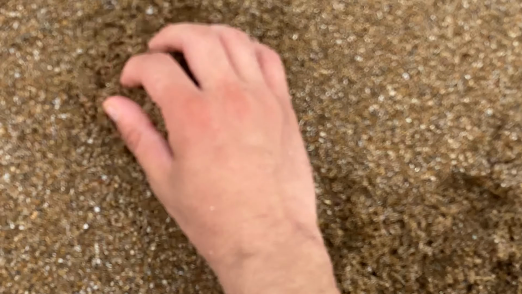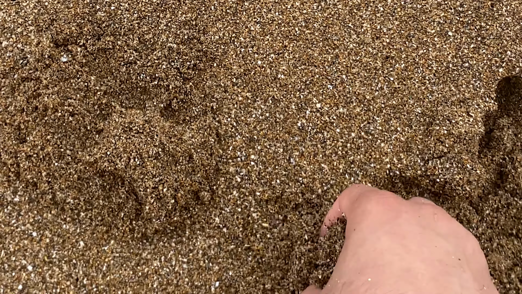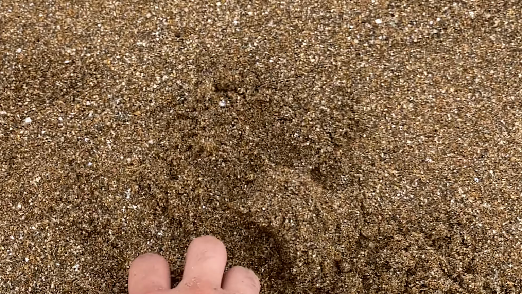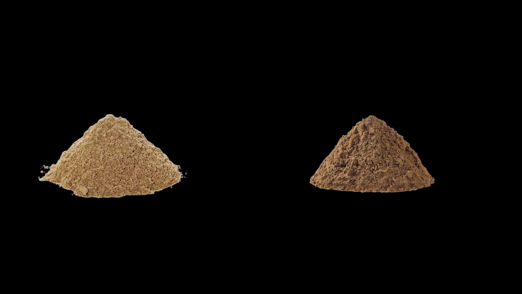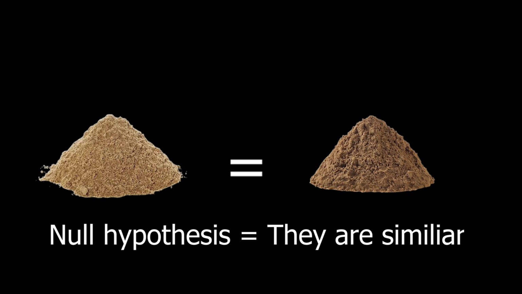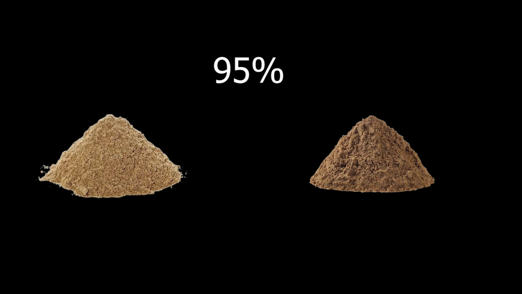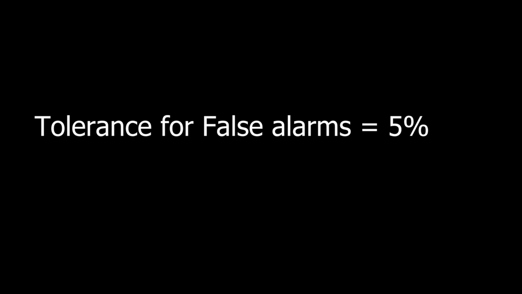Suppose we have two scoops of sand, A and B. We want to see if they are different from each other. In statistics, we have to be skeptical, so we assume that they are not different, but actually the same. We call this our null hypothesis. Before we announce any results, we need to be 95% confident, meaning that we don't want to claim that these samples are different when they are in fact the same. The remaining 5% will be our tolerance for false alarms.